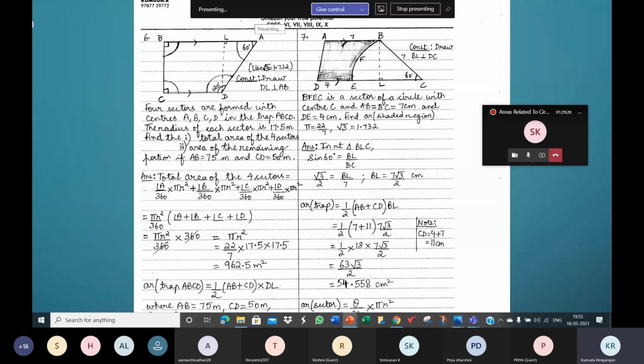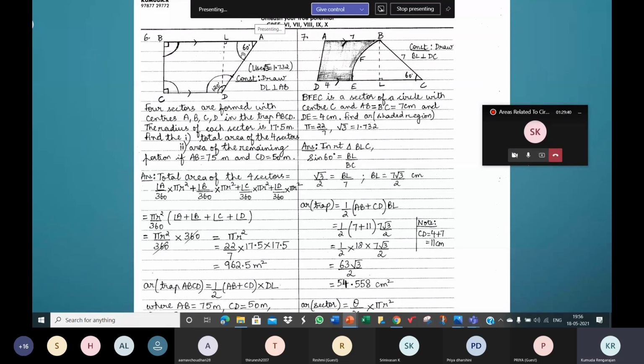All right. We finished the first part, children. We found the total area of the 4 sectors. Please do it like this. This saves your time. You don't have to find the areas of the sectors individually. Don't do that. Find it directly like this.